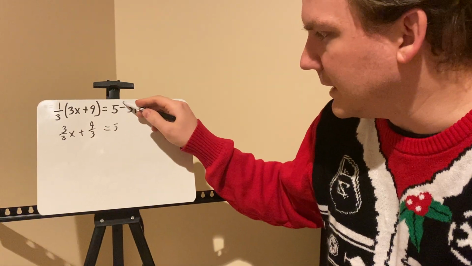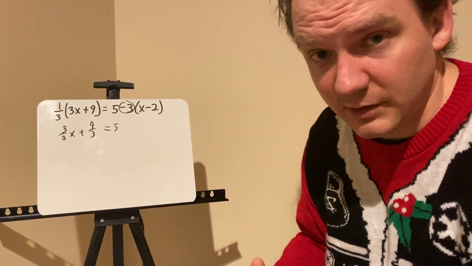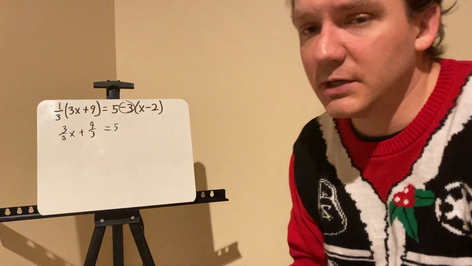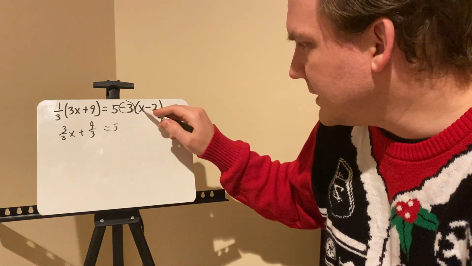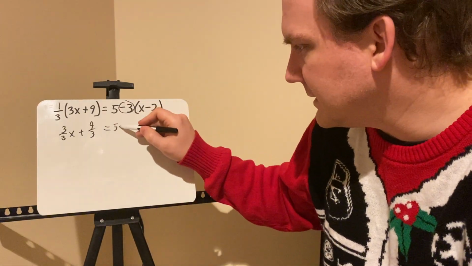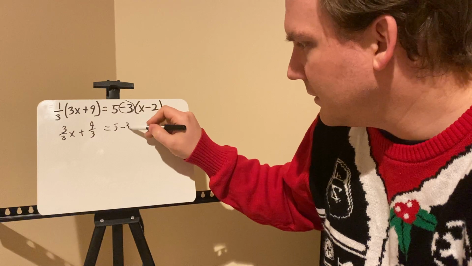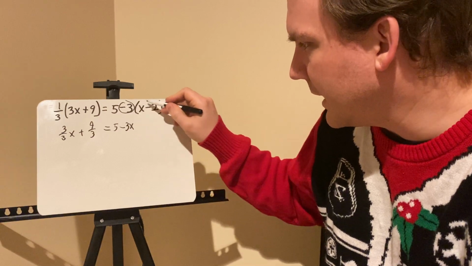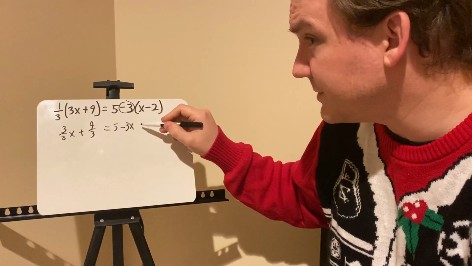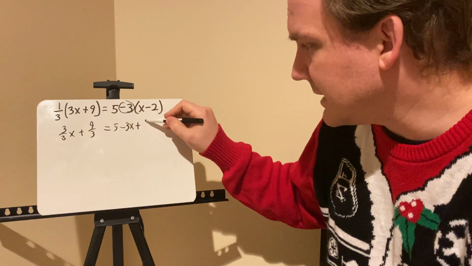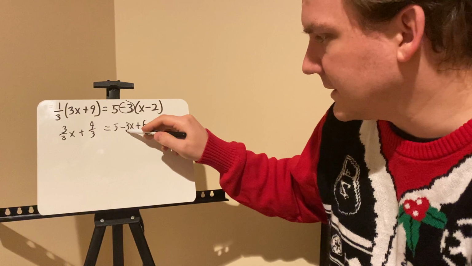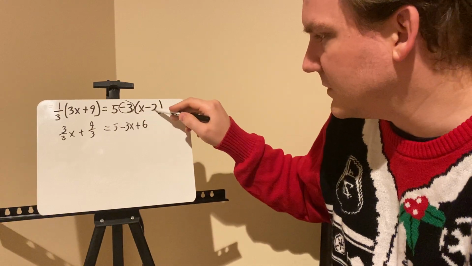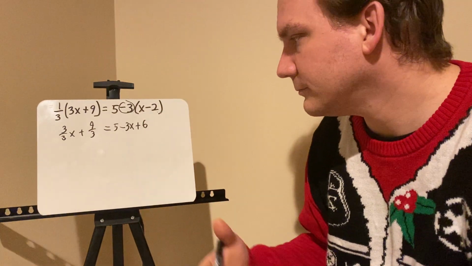Now this minus is part of the 3, it makes it negative. So we're distributing a negative, and we have to be very careful with this. -3 times a positive x is -3x. -3 times a -2 is positive 6. Again, double check it. -3 times x is -3x. -3 times -2 is positive 6.